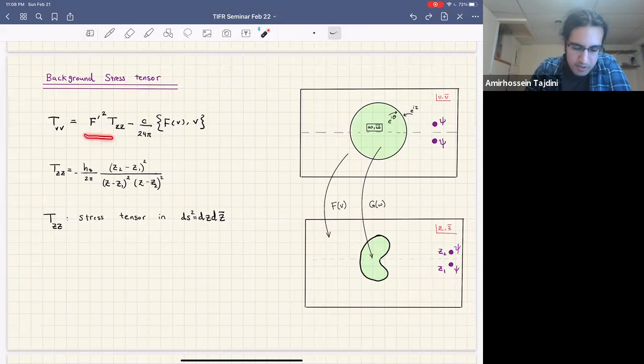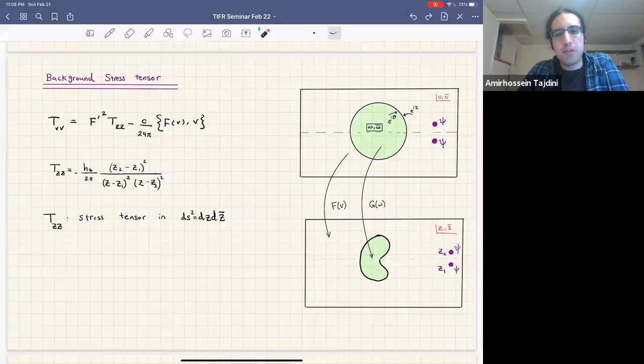There will be a piece from the Z plane where it's flat, and then there will be a piece from conformal anomaly. So this is just a stress tensor. And just a quick answer to your question, Shiraz: when there's no psi insertion, we know beforehand that there is a solution for this problem.